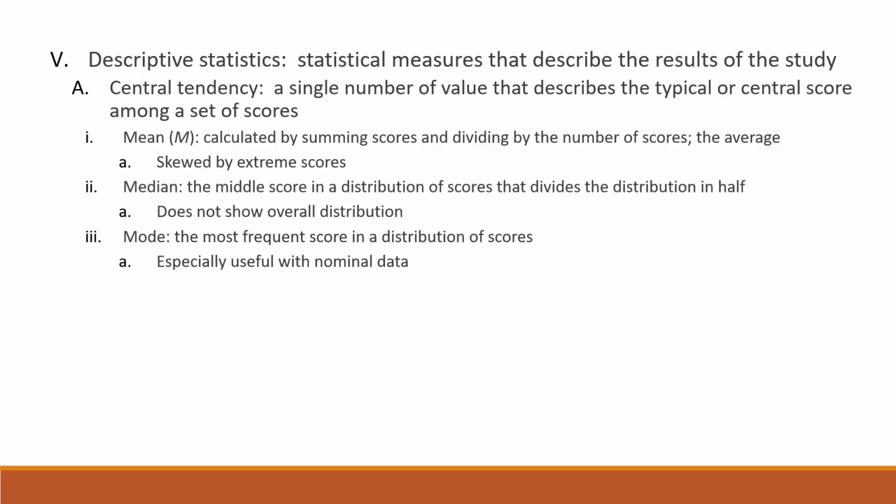The mode is the most frequent score in a distribution of scores, and it's especially useful with nominal data. For instance, if we're interested in how many people have green eyes or how many people have the favorite color red, the mode tells us this information.